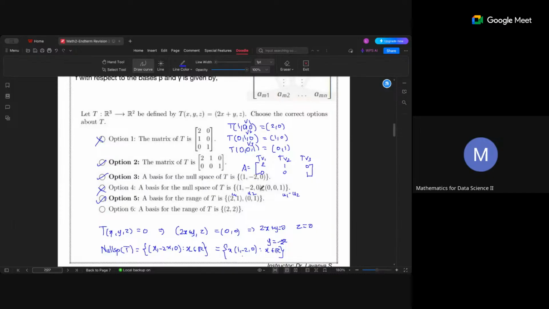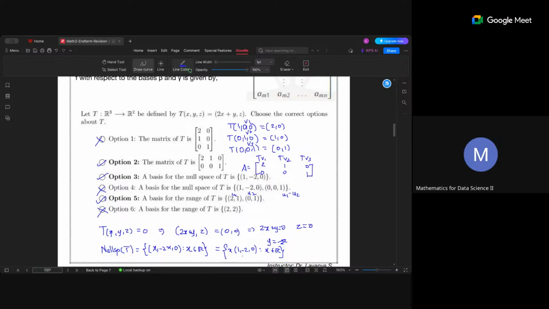Yes. So the rank is 2. So you cannot have a basis consisting of one element. Ma'am, sorry to interrupt you, ma'am. Can you just recapitulate option number 5 once again? Yes, option 5 only I am talking about. You are given 2 vectors and you are asked to check whether they form a basis for the range.